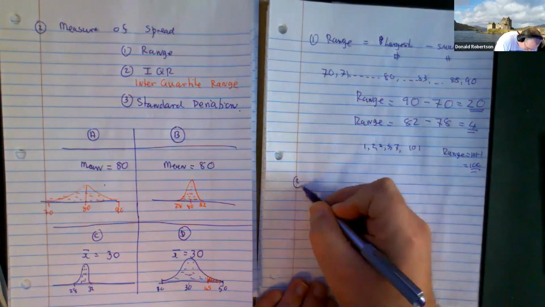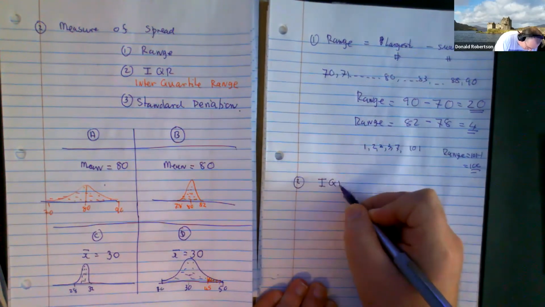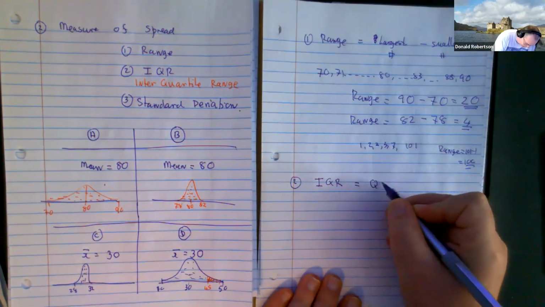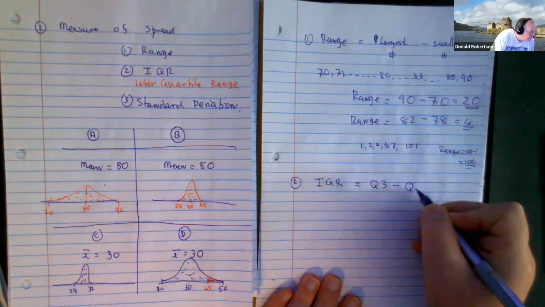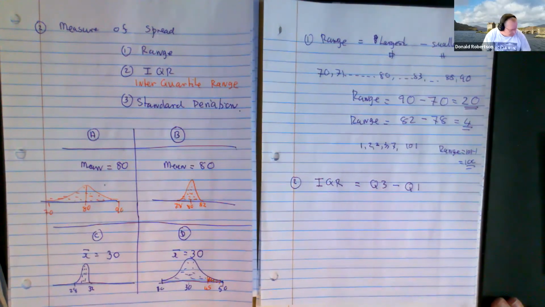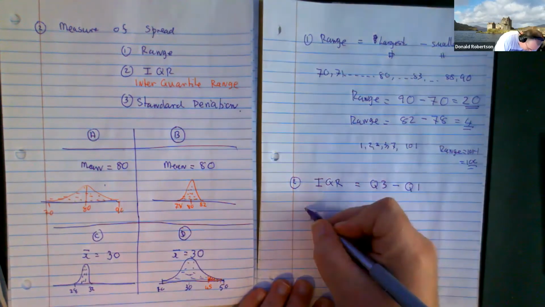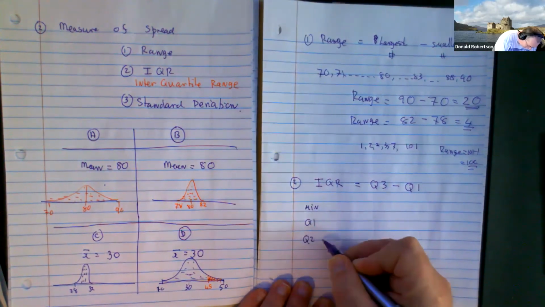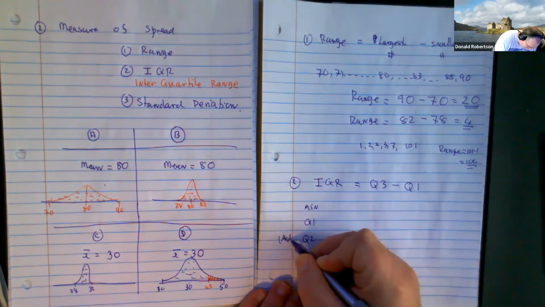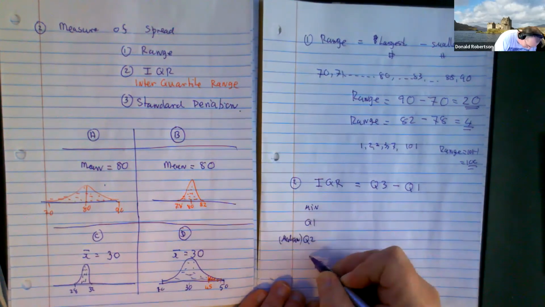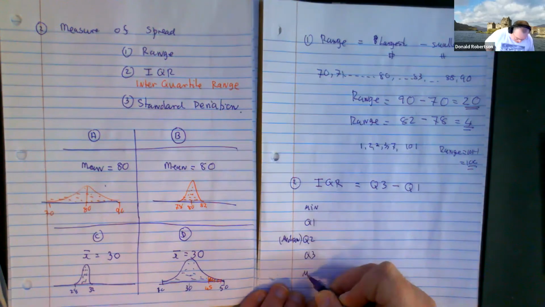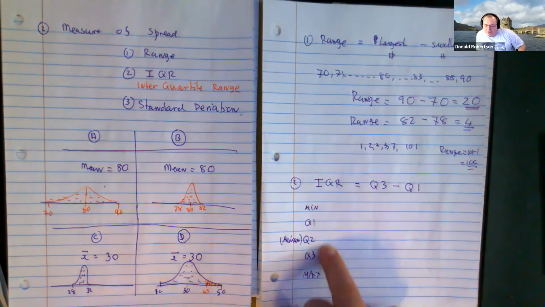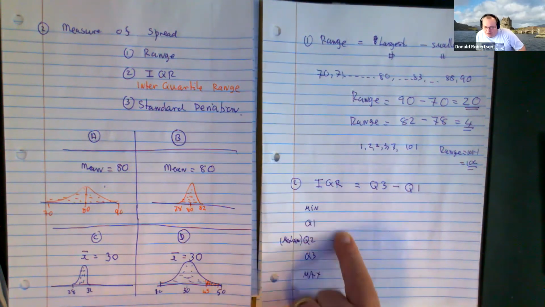The second measurement of how spread out the data is is called the interquartile range. And you get that by doing Q3 take away Q1. Now, remember the 5-figure summary: the minimum, Q1, the median, which is also sometimes called Q2, Q3, and the maximum. To get the interquartile range, you don't need to know all these 5 numbers, but very often as part of the question, you get it.